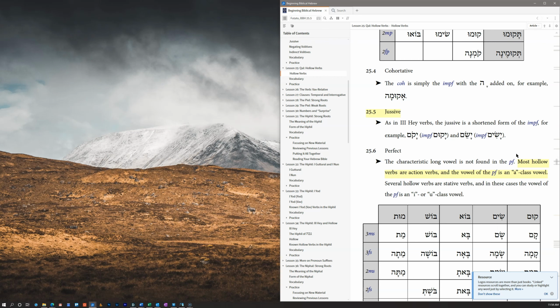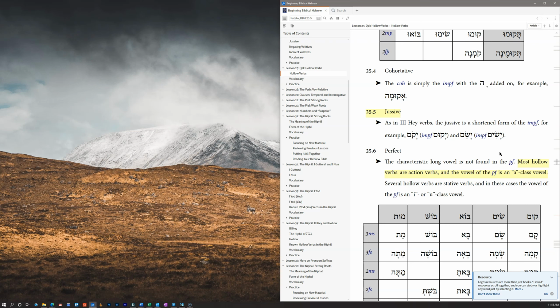So does context make more sense if I interpret this as a jussive? Let him build rather than he will build? Does it make more sense to translate it as a jussive, or does it make more sense to translate it as an imperfect? That would be the question that you have to ask. But in these three situations, a third Hey verb, a Niphal verb, or a hollow verb, there will be a difference between what the jussive looks like and what the imperfect looks like.